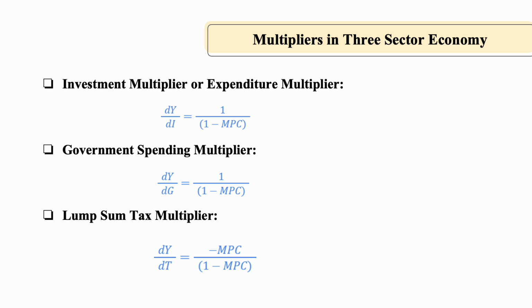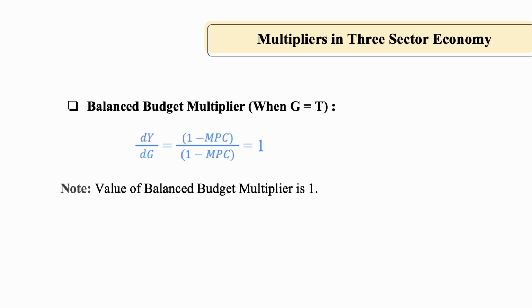And then we get the lump sum tax multiplier. It reflects how changes in taxation influence income. The formula is dY/dT = -MPC/(1 - MPC). Then at last we get the balanced budget multiplier, where G is equal to T. If we replace G with the value of T, we get dY/dG = (1 - MPC)/(1 - MPC), which equals 1. So the note is: the value of the balanced budget multiplier is always 1.